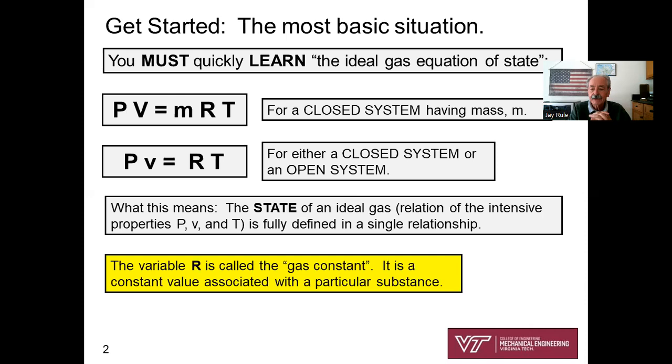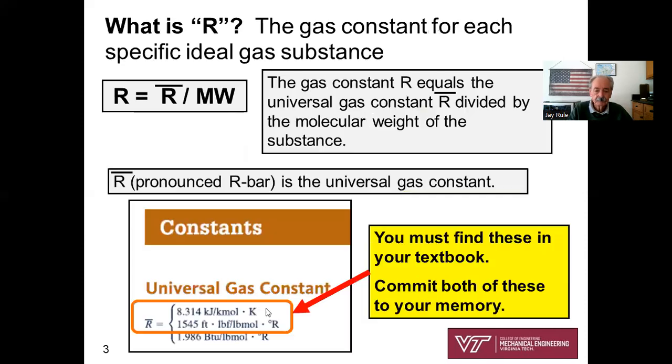And R is called the gas constant, and it's a constant value associated with each particular substance. I'm going to give you some details on that because a lot of students ask about R. So what is R? The gas constant for each specific ideal gas is defined by R equals R bar divided by molecular weight. And now you ask, well, what's R bar? Makes sense. Well, R bar is a universal constant.